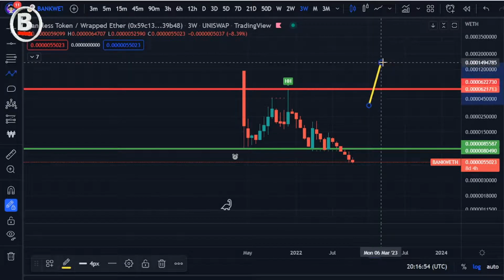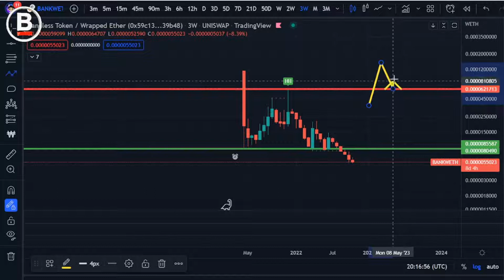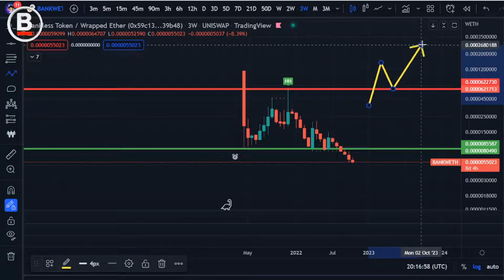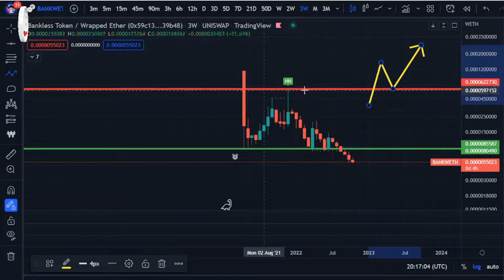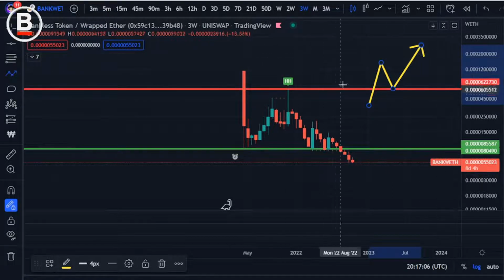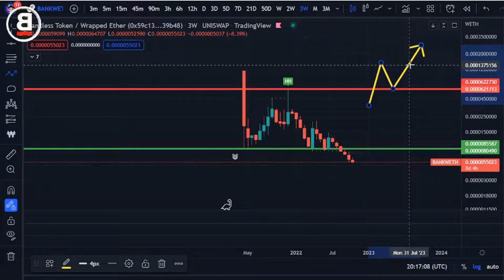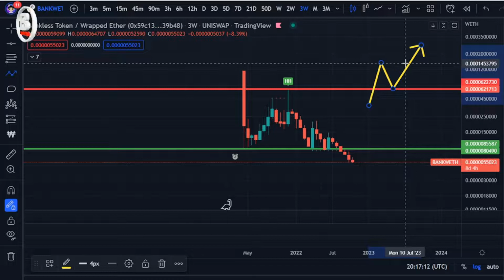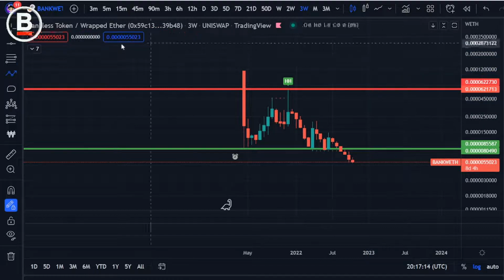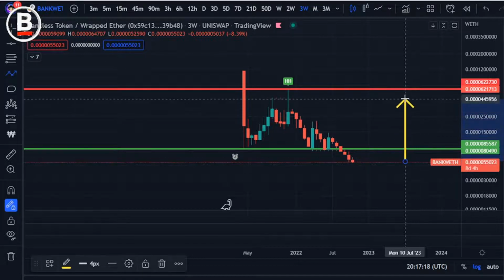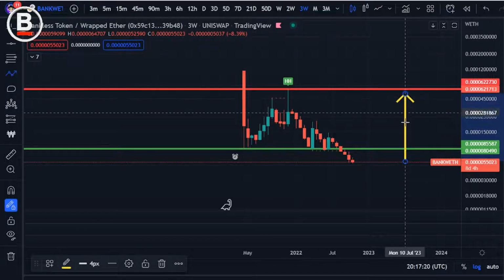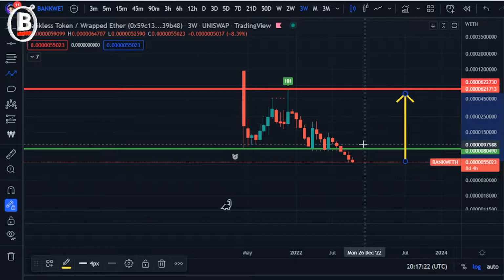Until we break it, come down, test it, and pass whatever high we set in there. Till that happens, we're not on the macro uptrend. That being said, there is lots of price action between where we're at now and 12 cents.